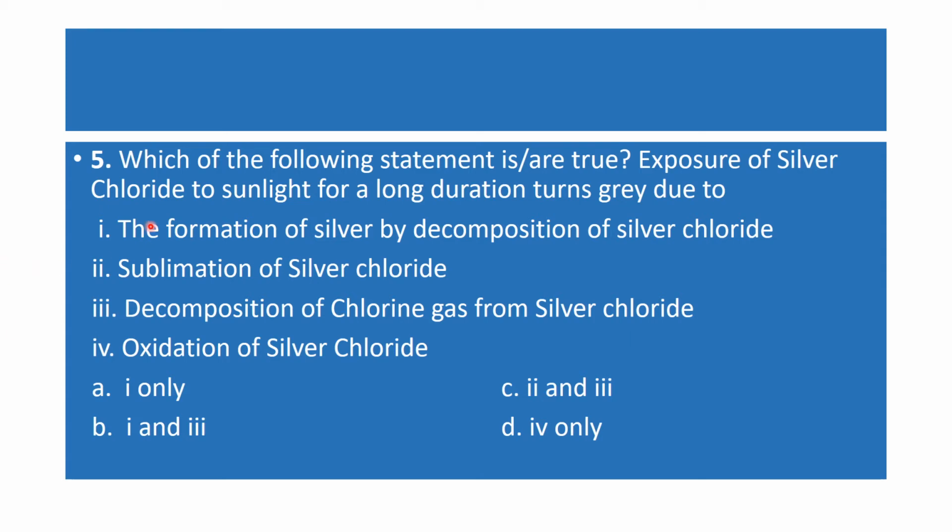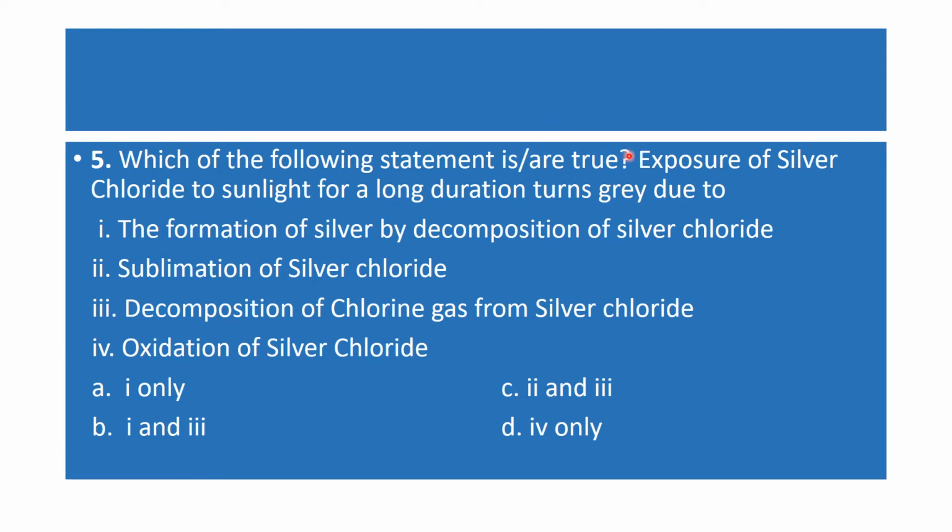Question: which of the following statements is or are true? Exposure of silver chloride to sunlight for a long duration turns it grey due to: first option, the formation of silver by decomposition of silver chloride; option 2, sublimation of silver chloride; third, decomposition of chlorine gas from silver chloride; and the fourth is oxidation of silver chloride. So here you have to see which one option is correct: either option 1 only, or 1 and 3, B option, or C option in which 2 and 3 are there, and D in which 4.